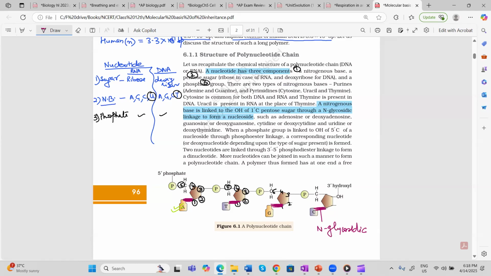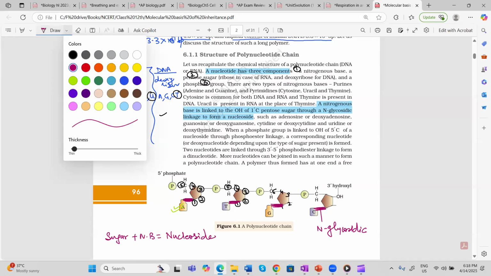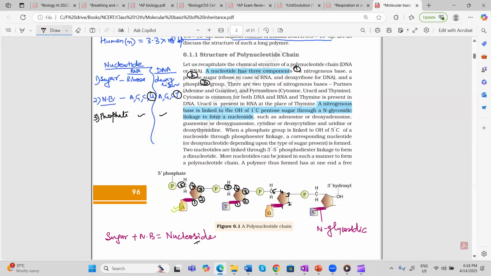And you can write, when sugar combines with nitrogenous base, what do we make? We make nucleoside. Learning tip, how to remember? From the diagram, you can see sugar and nitrogenous base. Only two things are there.